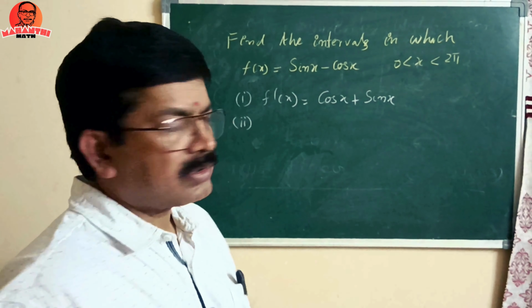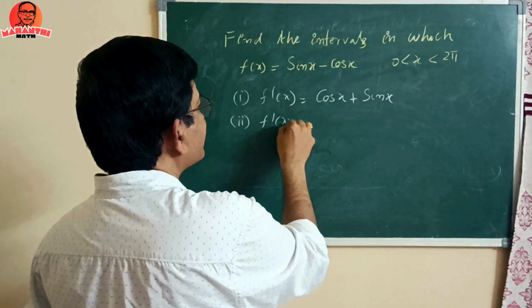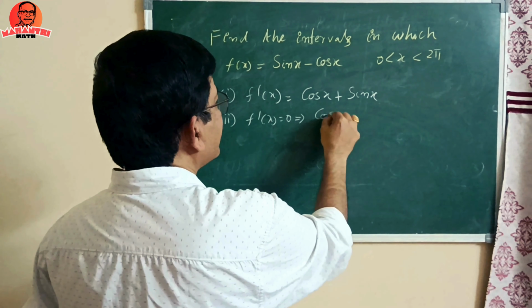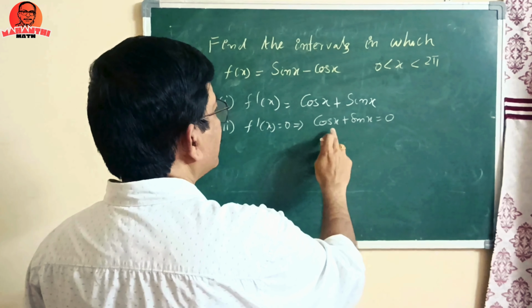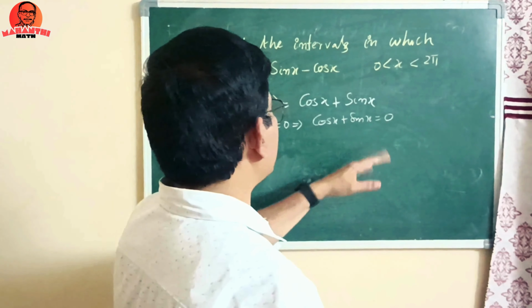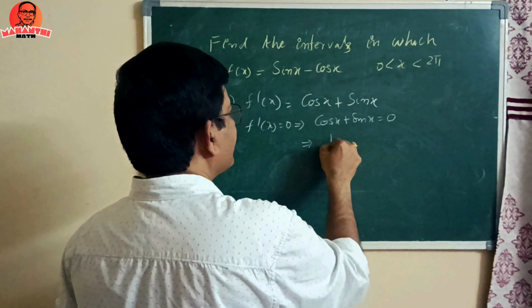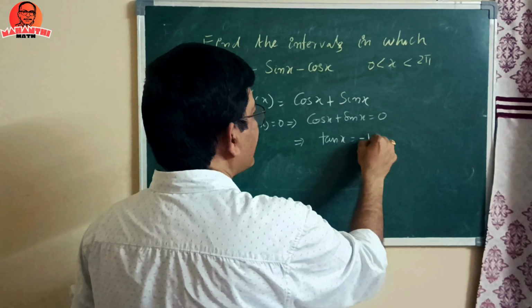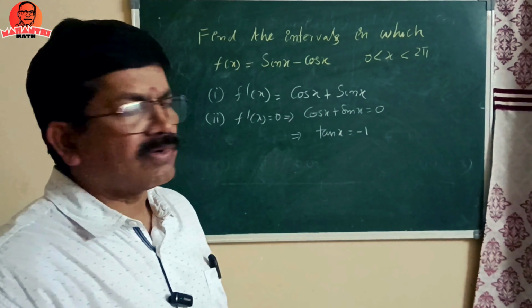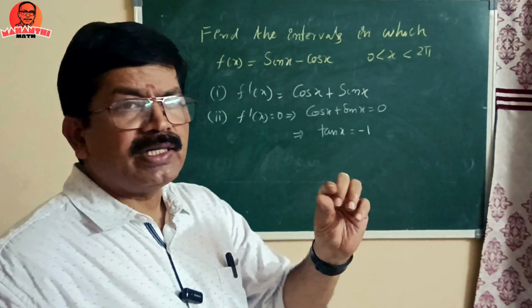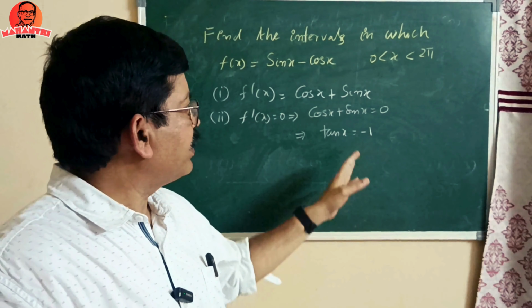What is the second step? Finding stationary points. So, you have to make f dash x 0, then you will get stationary points. Here you see cos x plus sin x equal to 0. This implies tan x equal to minus 1. When tan x equal to minus 1, we have to find the values of x where it will be minus 1.